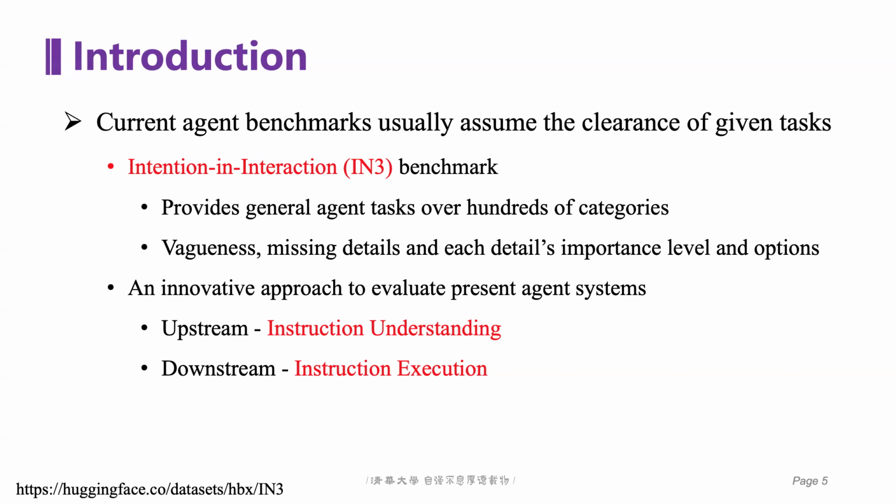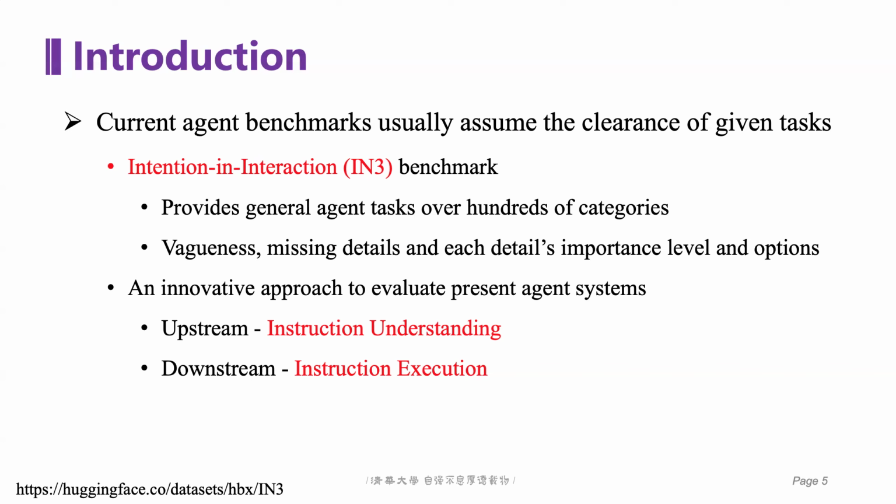So we introduce a new intention interaction benchmark which provides general agent tasks over hundreds of categories. The tasks also include vague tasks, so there are missing details, and each detail's importance level and options are different. And in this work, we also provide an innovative approach to evaluate present agent systems.